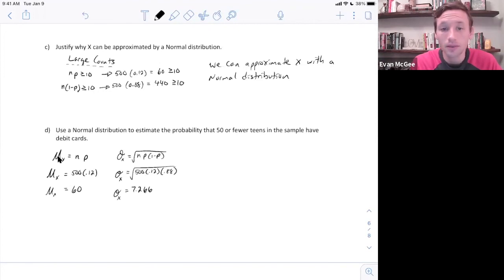Just a reminder that the mean of a binomial distribution is n times p. The standard deviation is the square root of n times p times 1 minus p. So to find the mean, it's just the number of expected successes, 60. For the standard deviation, we plug in and get 7.266. So we want to know, with a normal distribution, the probability that it's less than or equal to, or I guess just less than 50 teens. So draw your normal distribution, shade your region, and use your normal calculations.